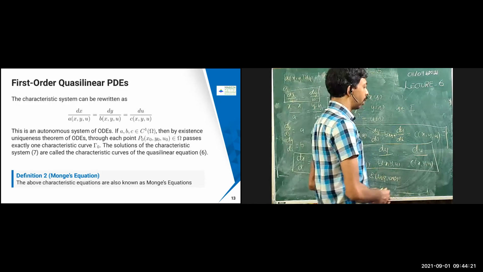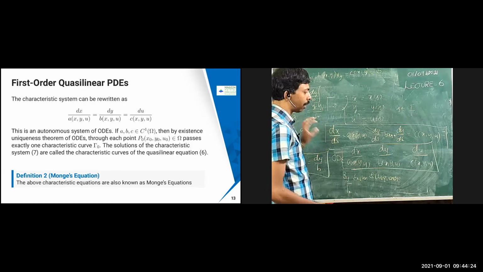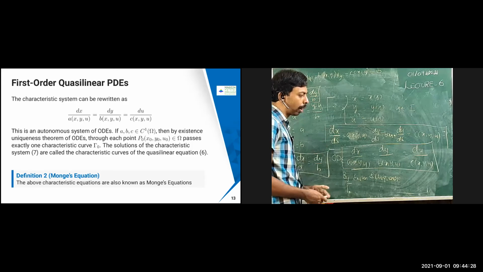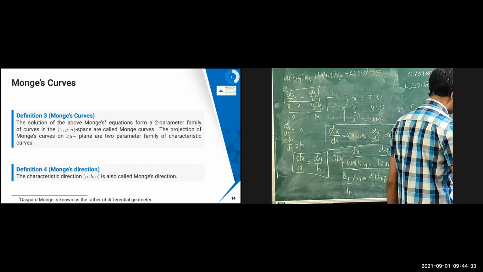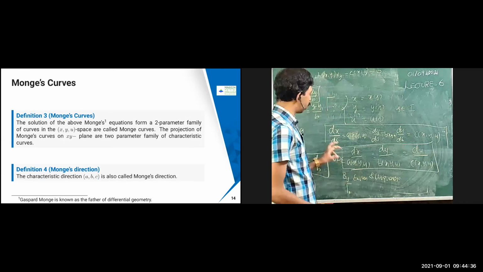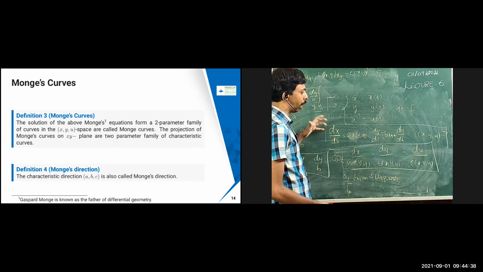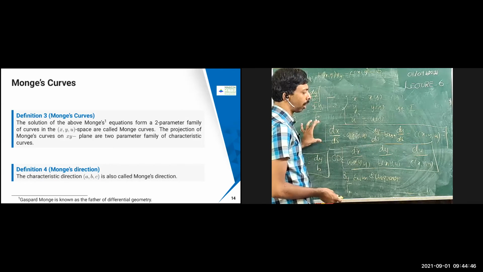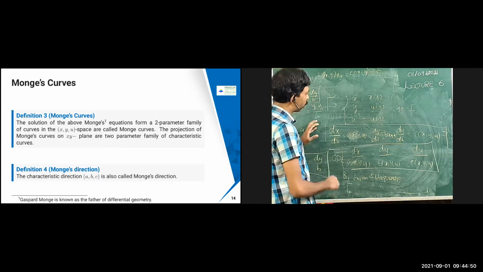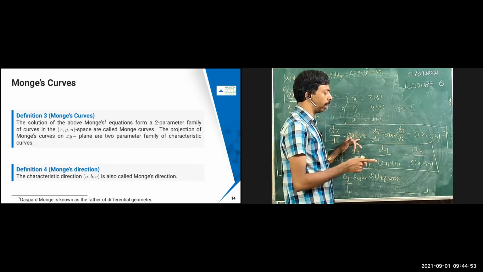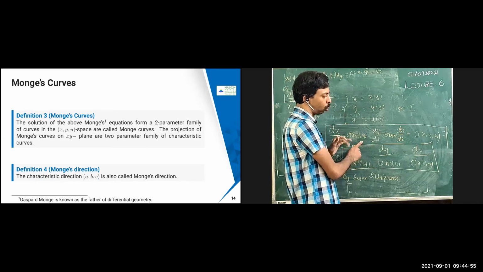These characteristic equations are also called Monge's equation. In some textbooks they mention Monge's equation, and the corresponding curve is called Monge's curve. The solution of this equation, the two parameter family of curves in the xyu space, is called Monge curves. The curve which you are getting is called the Monge curve. This is in the xyu space, Euclidean space xyu.